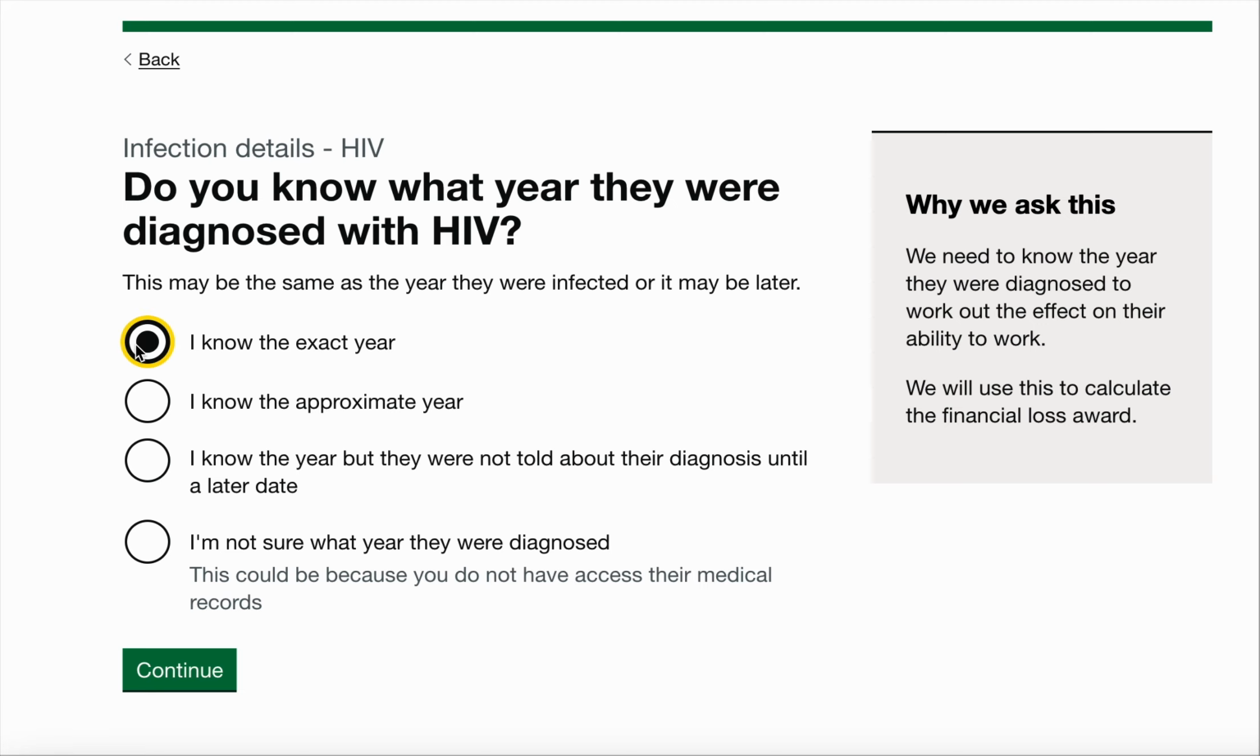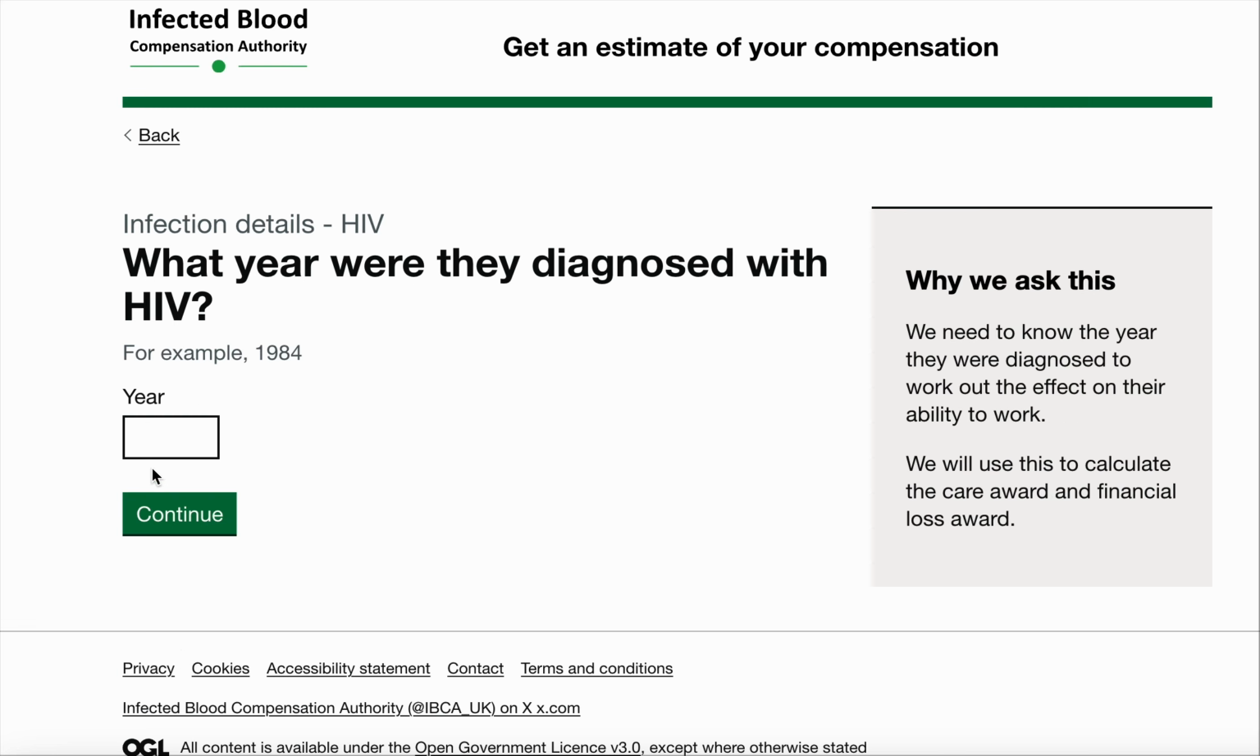If you select I know the approximate year or I'm not sure what year they were diagnosed, you will then be asked to provide this information. If you select I know the year but they were not told about their diagnosis until a later date, you will be asked to enter the year their HIV infection was first identified. Click Continue and then enter the year. In this example, the person's year of diagnosis is 1983.